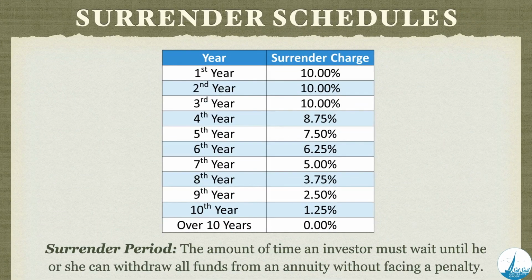So all of these universal life policies have what are called surrender schedules, similar to any kind of annuity that we talked about in our annuities presentation. This is just a typical example of what a 10-year surrender schedule looks like. But it's important to know what your surrender schedule is before going into contract with one of these policies.